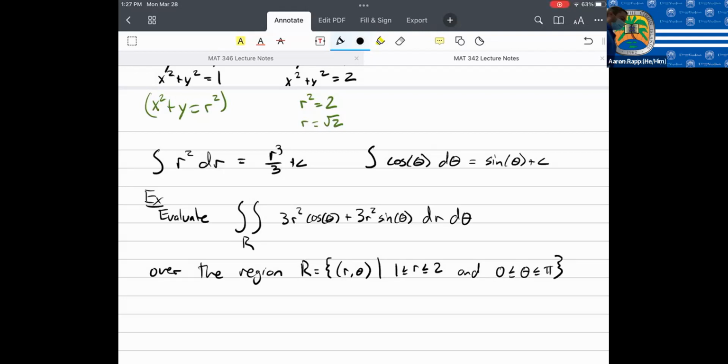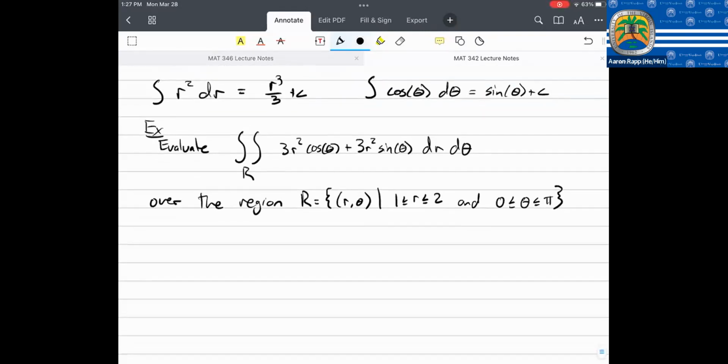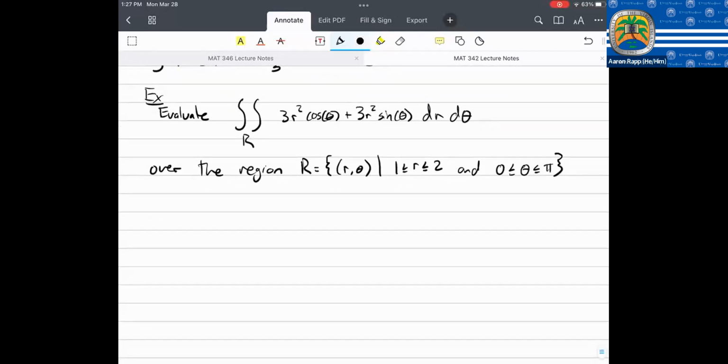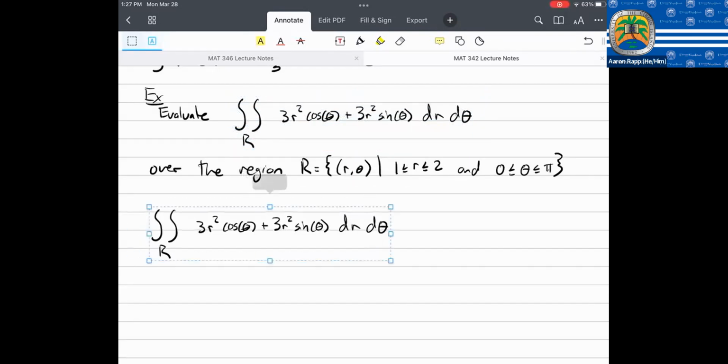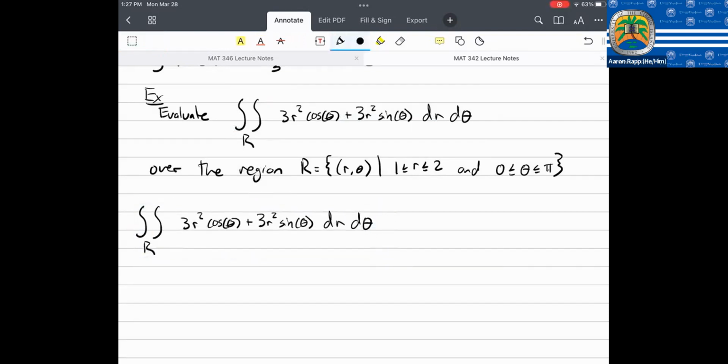And my angle is bounded between 0 and pi. So doing this integration over this region, I have to identify what the bounds of my integration are, and also which one is the bounds for the inner, and which one are the bounds for the outer. Well, 3r squared cosine of theta, let me write it out, and then I'll ask the question.